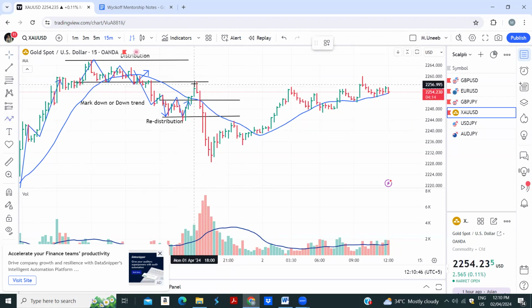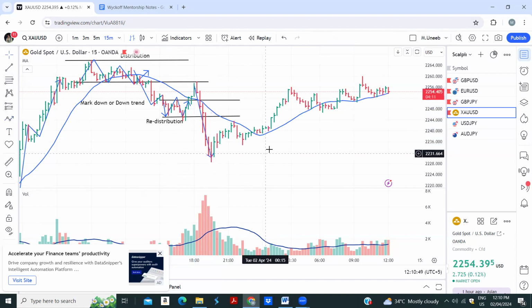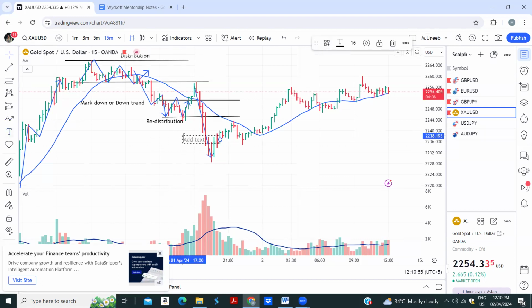And after redistribution, the price moves down, and we call this phase markdown, or downtrend. I hope everything is clear. Here the smart money is selling, and the selling pressure is more than the buying pressure, so it means that supply is greater than the demand, and that's why the price is moving down.